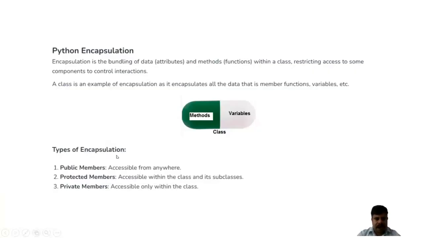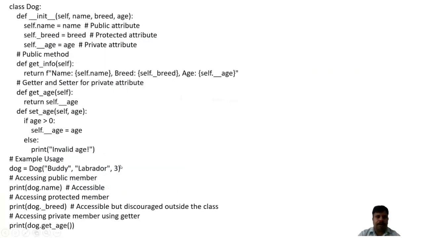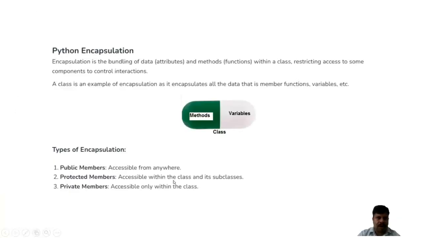Next, types of encapsulation. In the types of encapsulation, we have three types: public members, which can be accessible from anywhere; protected members, accessible within the class and its subclasses; and private members, which can be accessible only within the class. Okay, so this particular program will give you the technique of encapsulation.